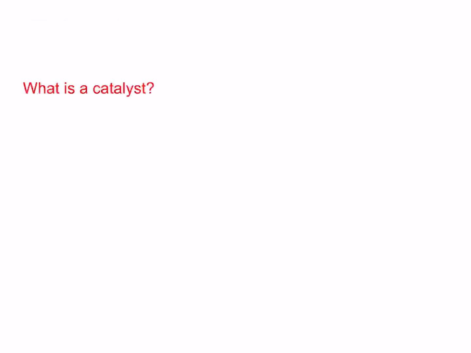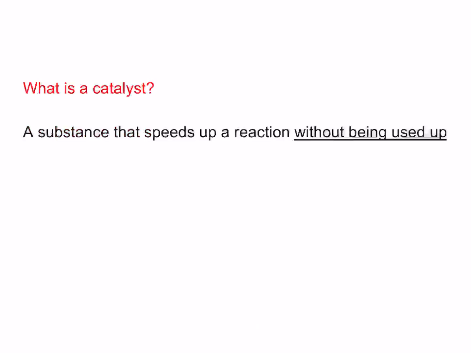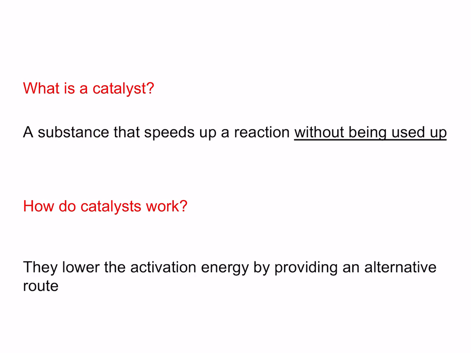Finally, we could add a catalyst. What is a catalyst? A catalyst is a substance that speeds up a reaction without being used up. So we can recycle and reuse a catalyst. We can use it over and over again. It speeds up a reaction. How does it do it? How does a catalyst work? It lowers the activation energy by providing an alternative route.